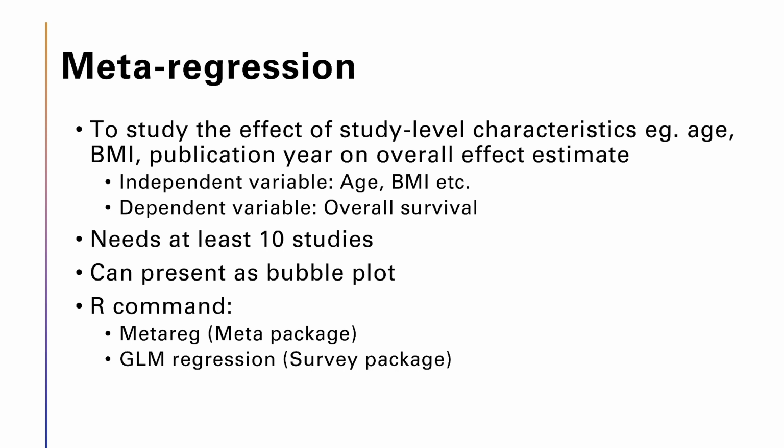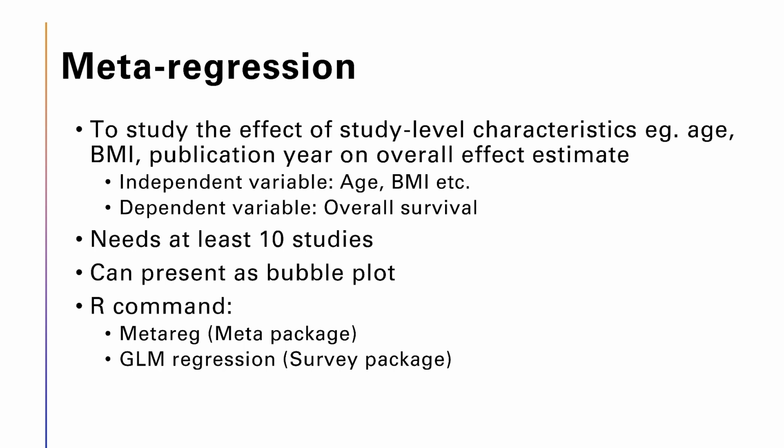In meta-regression, the effect sizes from each study are treated as dependent variables, while the study-level characteristics are treated as independent variables. The relationship between these variables is then analyzed using regression analysis. So there are a few terms that we have to achieve before running a meta-regression. At least 10 studies are required before we can move on to a meta-regression. And the result of a meta-regression can be presented as a bubble plot.